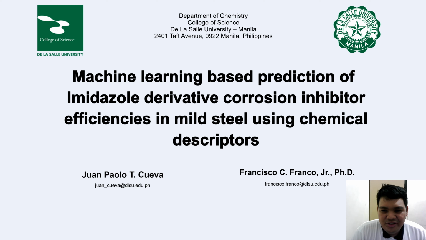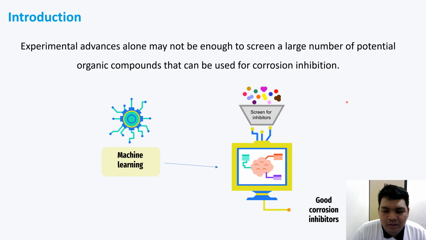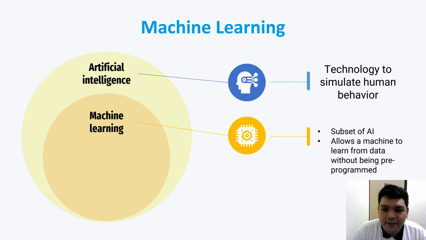Welcome. This presentation is about machine learning-based prediction of imidazole derivative corrosion inhibitor efficiencies in mild steel using chemical descriptors. With a large number of potential organic compounds that can be tested for corrosion inhibition, experimental approaches alone may not be enough to screen them. Through machine learning, we can hasten the process and eventually save time and resources.